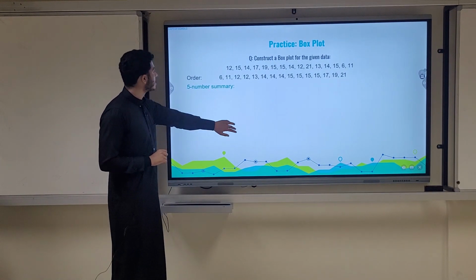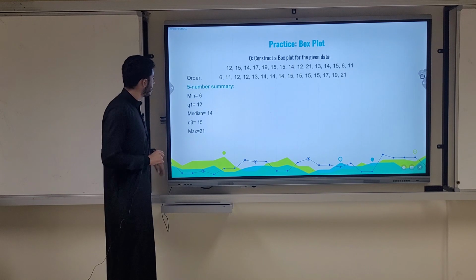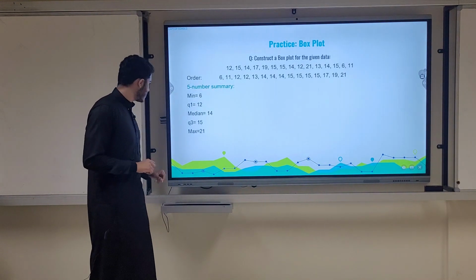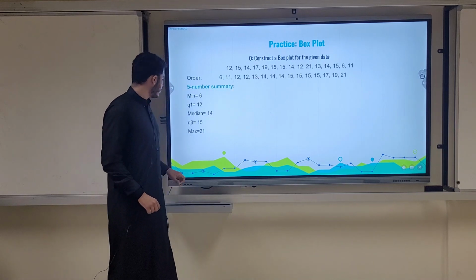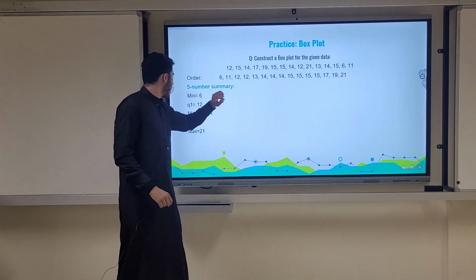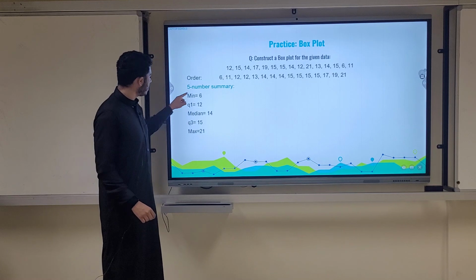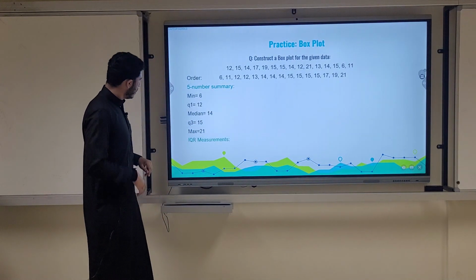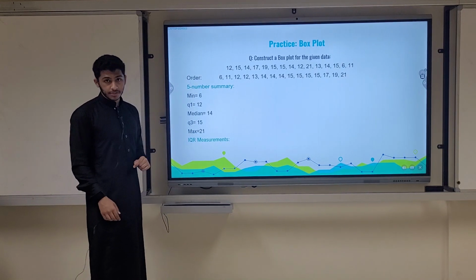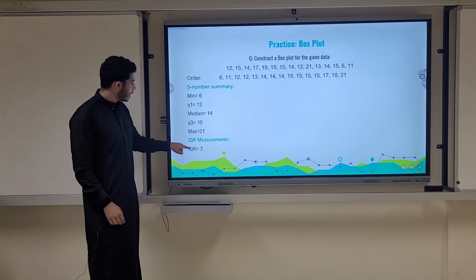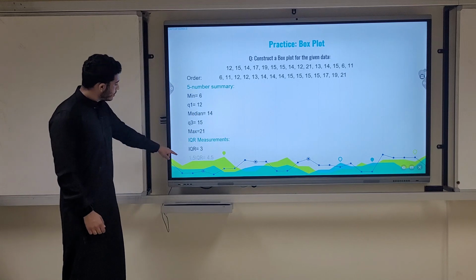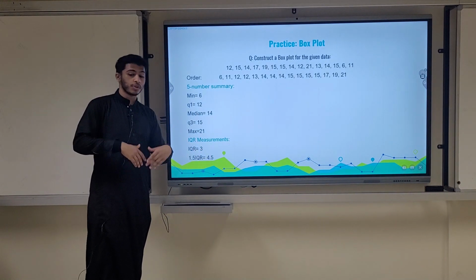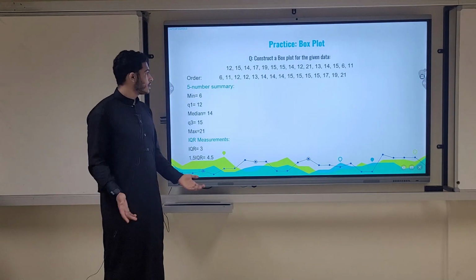First thing, the 5 number summary. So, we find our 5 number summary. The lowest value is 6. The median is in the middle, 14. Our highest value is 21. And our quartiles, the first quartile and the third quartile, as we have seen how to find them. Also, we have the interquartile range measurements. First of all, the IQR itself, and then we multiply it by 1.5, so we can use it in finding the boundaries for the whiskers, for the outliers, for the extreme outliers.